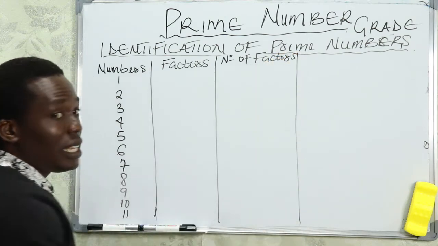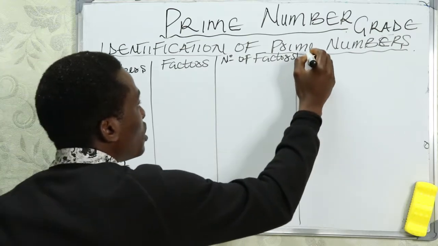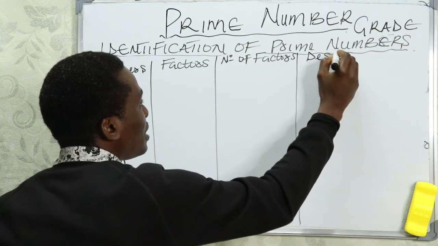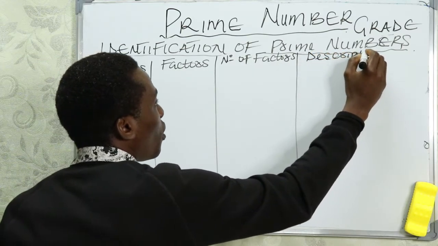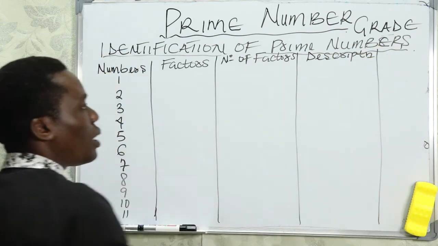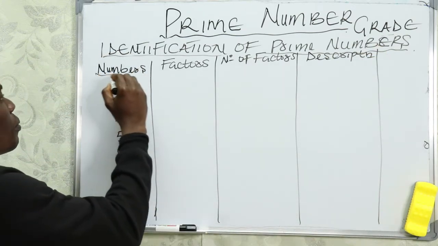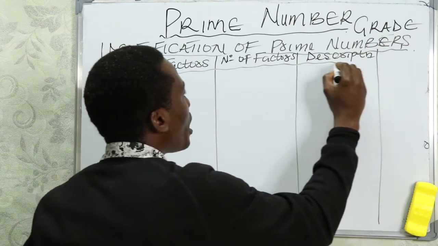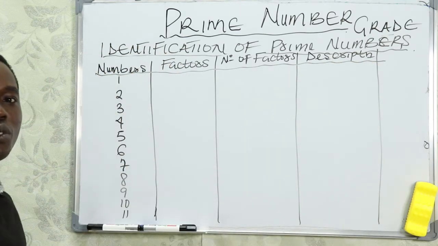And then finally, we are going to describe it, whether it is a factor number or not a prime number. Now let's go. Remember, we are considering numbers 1 to 11.